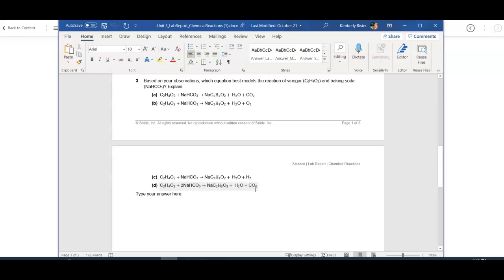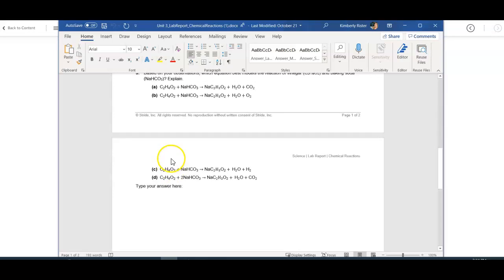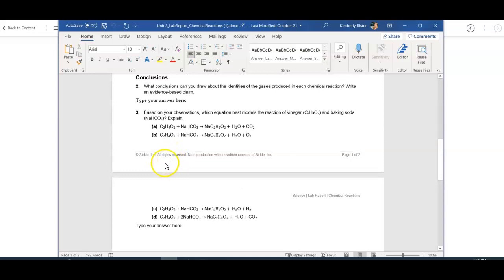Okay, so the difference in A and B, if we take a close look at those, look here, and then look at this one and see if there is a difference. Hopefully between those, you can choose the correct one and identify why the one you do not choose is incorrect. Then you can justify why the one you chose is correct. So that is how you go through and do that lab report.